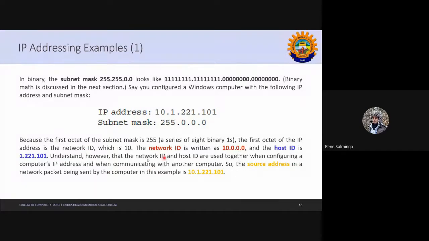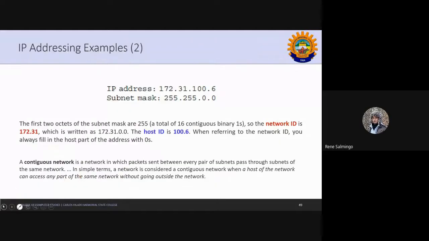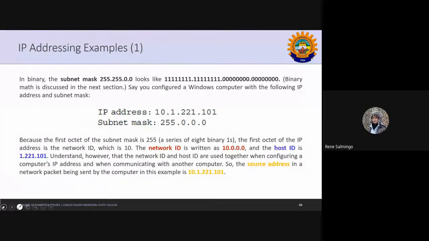The network ID and host ID are used together when configuring a network computer's IP address when communicating with another computer. So the source address in a network packet being sent by the computer, for example, is 10.1.221.101. That is your source address.